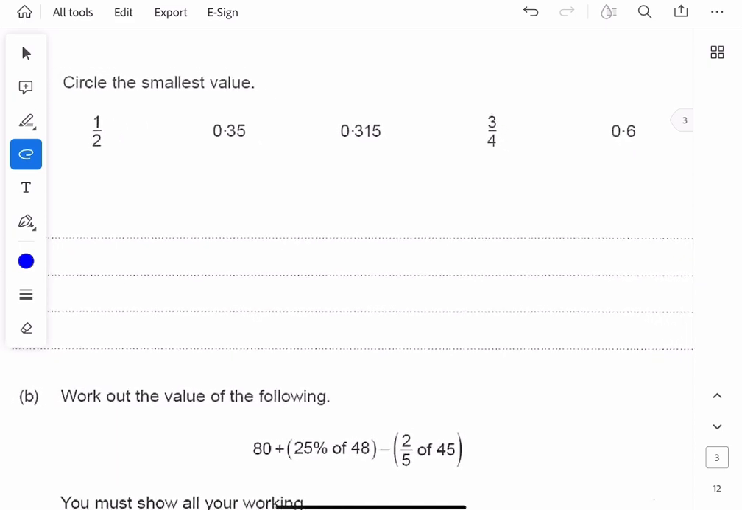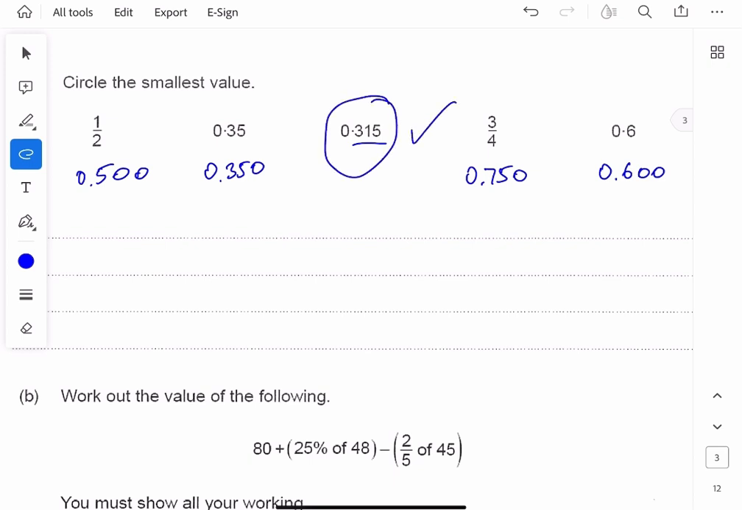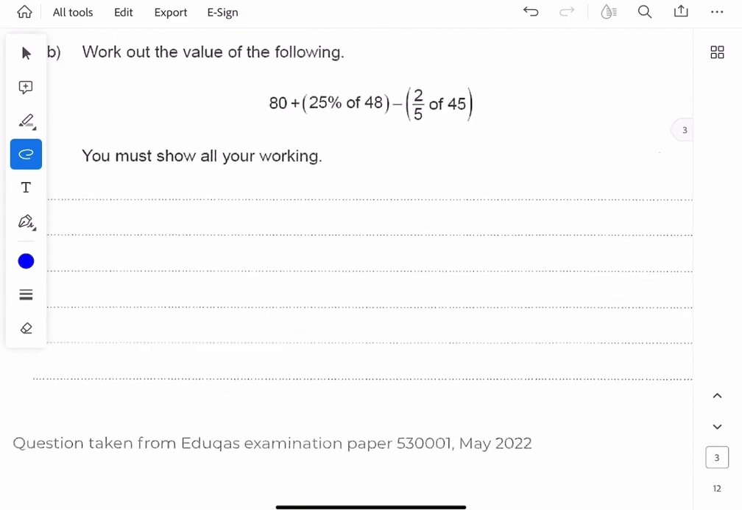So here you have different types of numbers you need to compare. You might compare all of them to half, more than half, less than half, or you can change them all into decimals, or you can change them all into percentages. If you do change them into decimals, make sure they all have the same number of places after the decimal point. So add zeros yourself if they don't have enough places. So make them all 3 places. You can see clearly 0.315 is the smallest one.